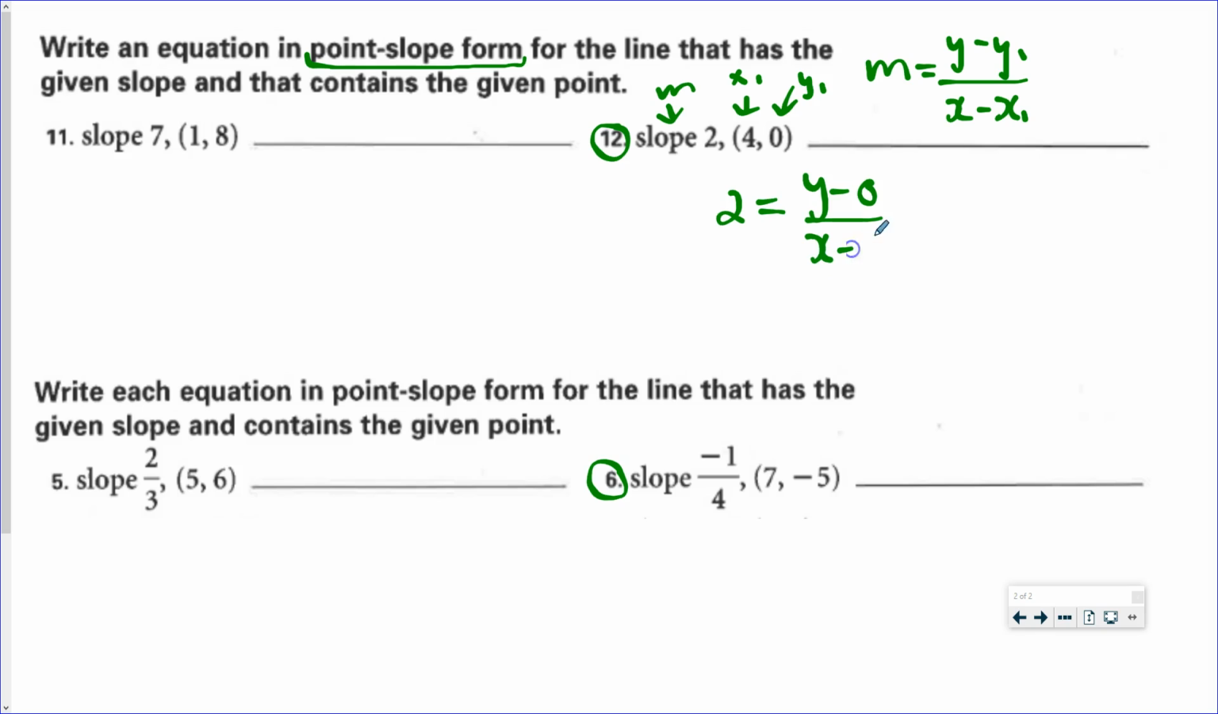X minus 4. Let's just simplify this a little bit. 2 is equal to y over x minus 4. Now, once you get to this stage, I would say normally I want to make it a little bit nicer looking. I would do a cross multiply.